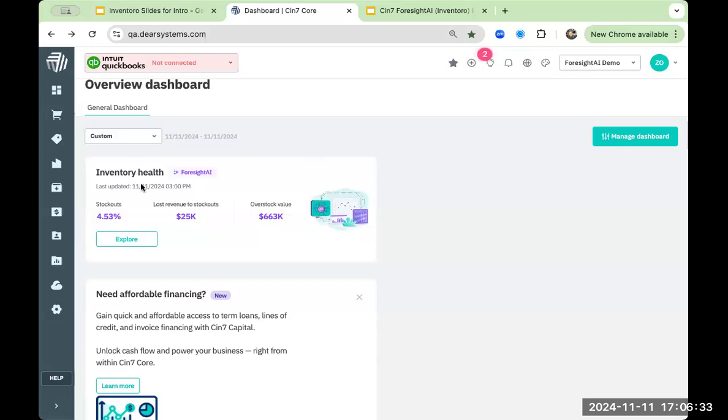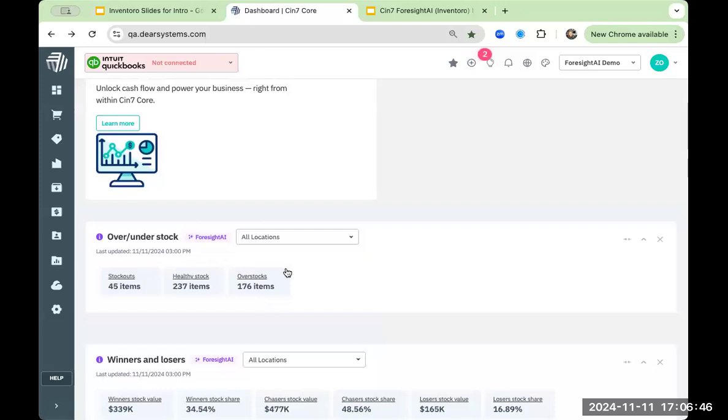So you'll be able to probably see inventory health, and you may have seen this already if you've logged into your account since mid-October, so in the last month or so. But everything here after this that I'm going to show you is actually going to be new. So if we scroll down a little bit farther, the first new widget we're going to see is this over and under stock.